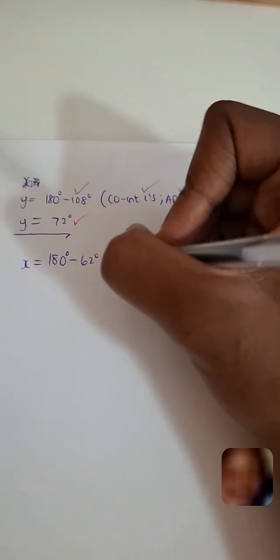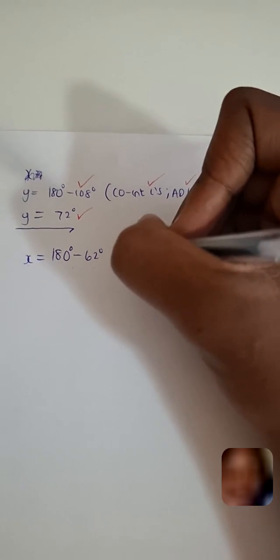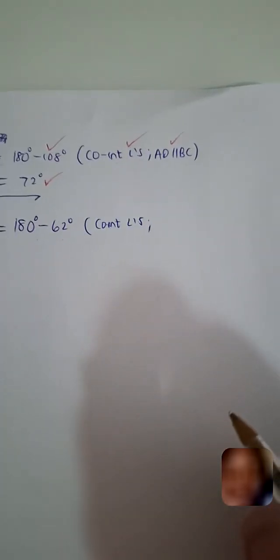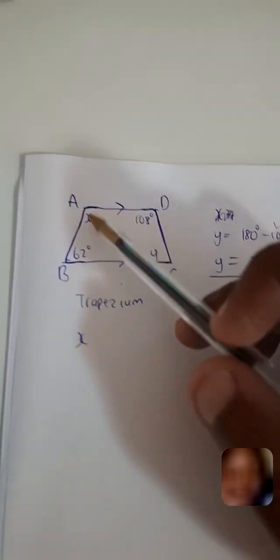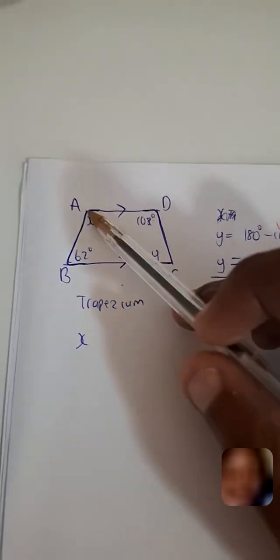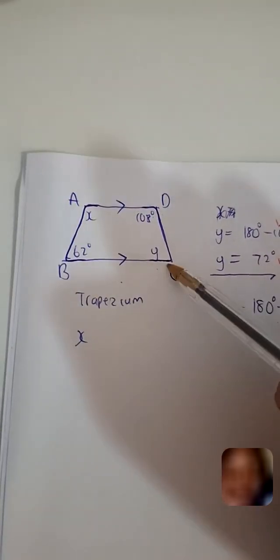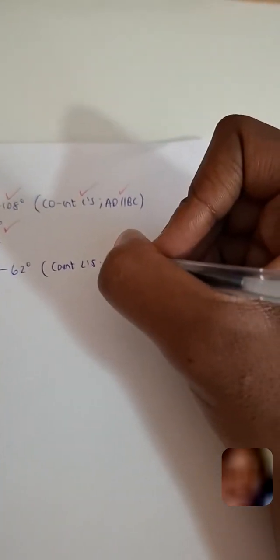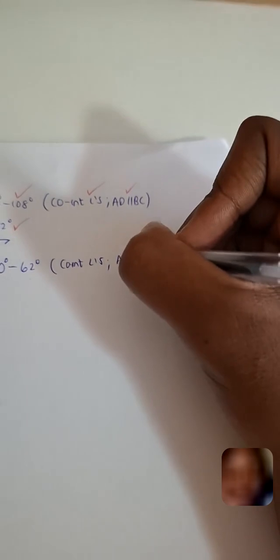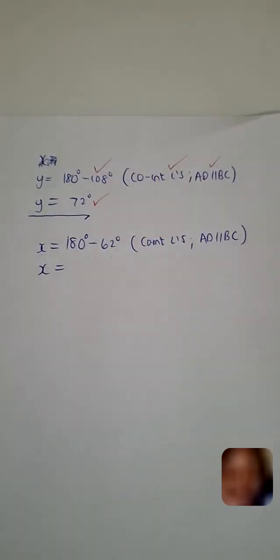Co-interior angles. Co-int angles for short, and then we state what after that? The angles. Okay, be careful. We state the... What is AD? It's a line. BC, it's a line. So we state the lines that are parallel. Exactly, parallel. So AD is parallel to BC. Then value of x here, x is 110.